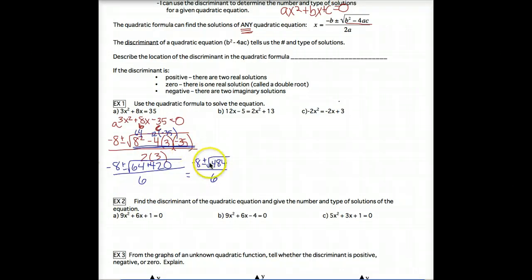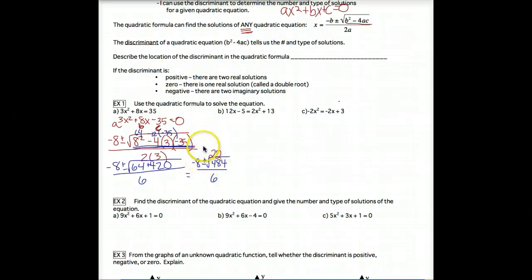Just press into your calculator square root of 484. Because if it comes out evenly, that makes our life a lot easier. If it doesn't, we're going to have to do some radical simplification. Hopefully, when you punch that in, you found that it did come out evenly. The square root of 484 is 22.